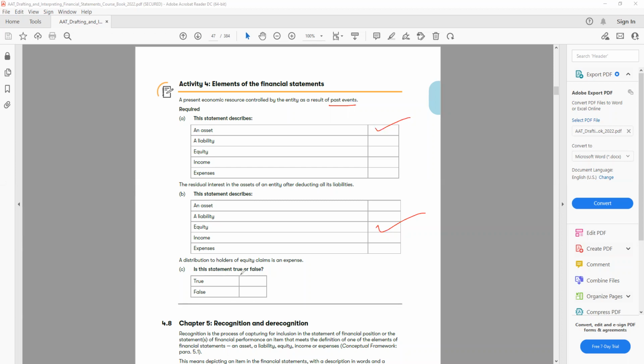The distribution to shareholders, an equity claim, is an expense. That's false. Remember that the dividend is not an expense. Dividend is paid after the profit, so dividend cannot be an expense.